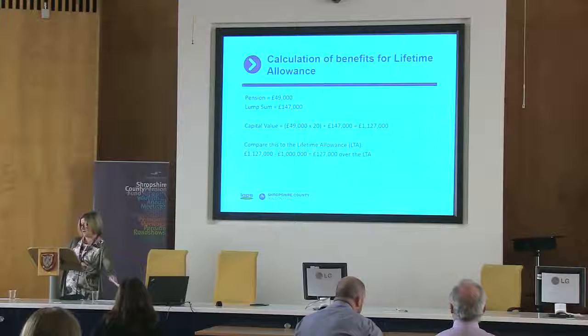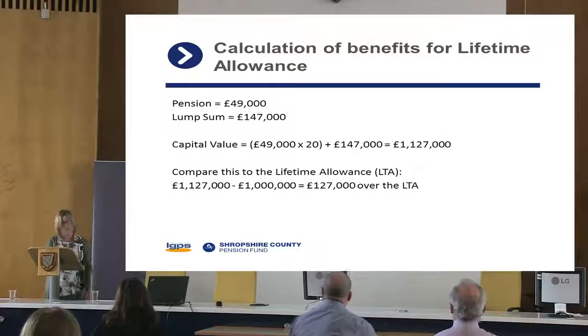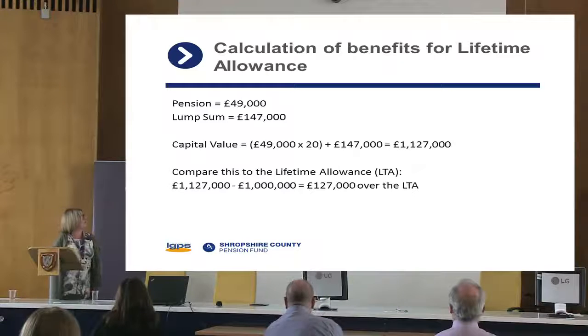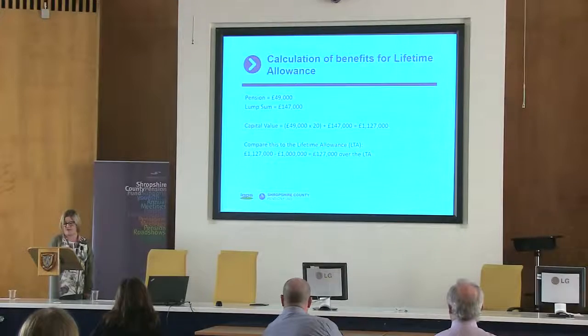So here's a quick example of the calculation. This person has £49,000 on retirement as a pension, and his lump sum is £147,000. So you multiply the pension by 20, add on the lump sum, and this person is over the 1 million. So he's £127,000 over the lifetime allowance.